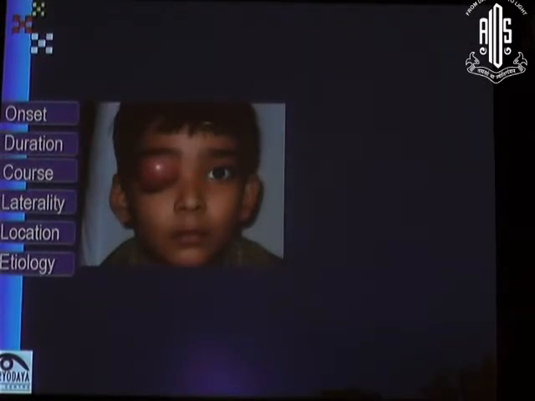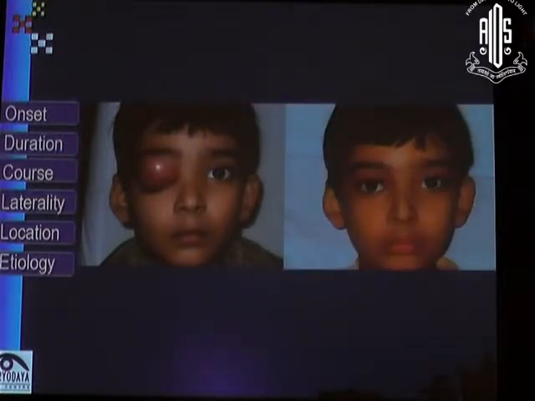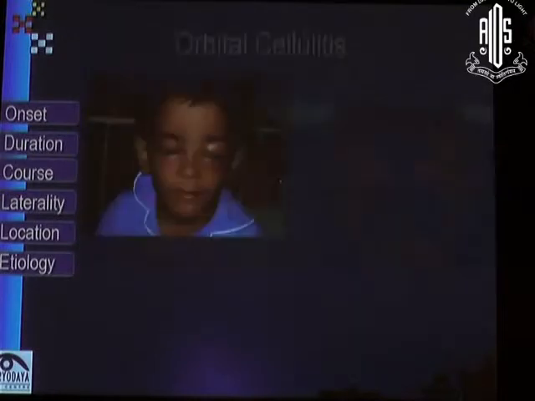Now, he had fluctuation in this area. So we took him as an emergency and drained the orbital abscess while we instituted intravenous antibiotics. A day later, we saw there was significant improvement, and we started him also on systemic steroids. So this is what it was.